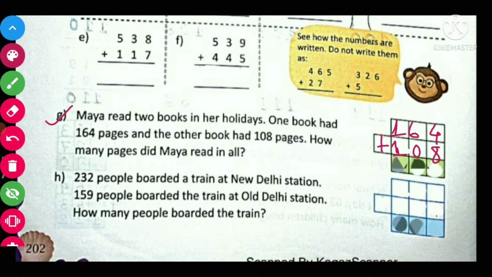So 4 plus 8, it will be how much? 12. So we'll write 2 here and 1 to the tens place. Now see, 1 plus 6, it will be 7. 1 plus 1, it will be 2. So total how many pages she read in all? 272 pages, right?